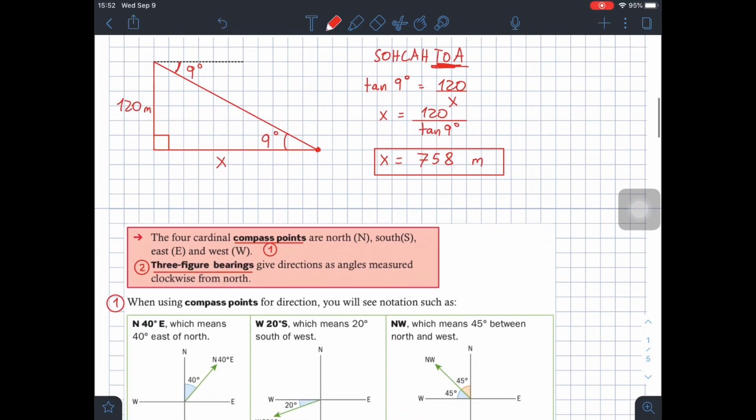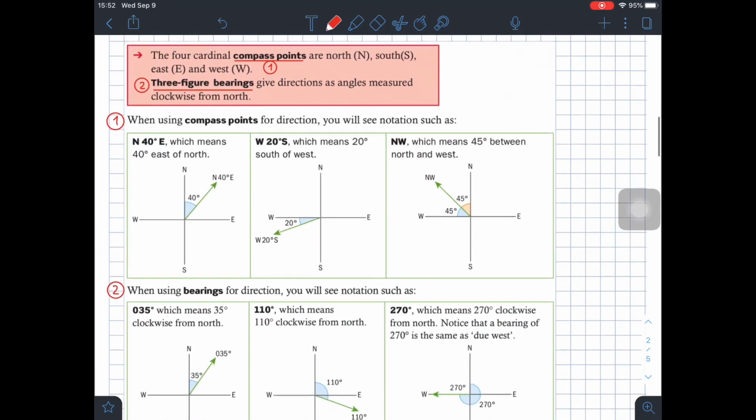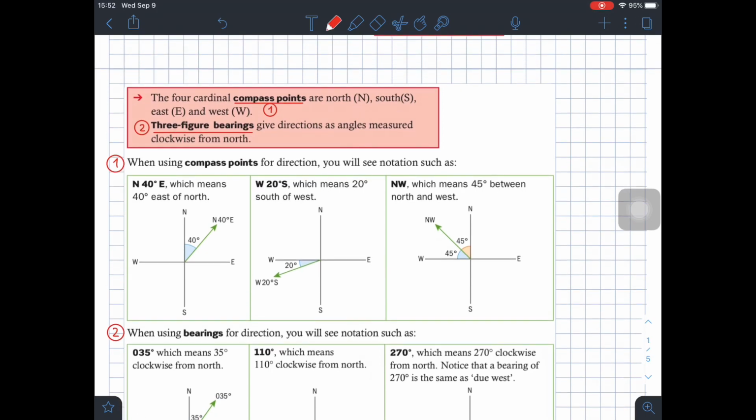Now let's move on to another concept of angles. It says, the 4 cardinal compass points are north, south, east, west. If you remember, north, I'm going to do a compass here. It's north, south, east, west. Okay, that's for you to remember. So there's one way to represent angles using compass points, and another way which is known as 3-figure bearings. It says 3-figure bearings give directions as angles measured clockwise from north. We're going to see what that means in a second.